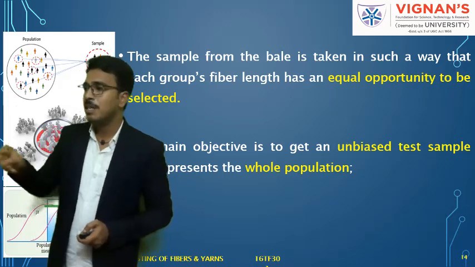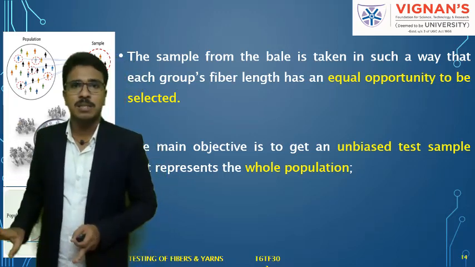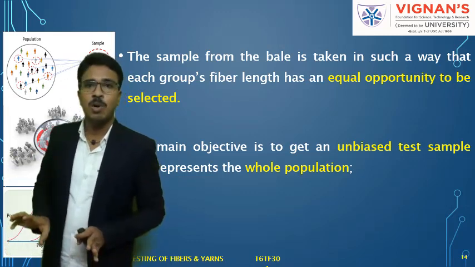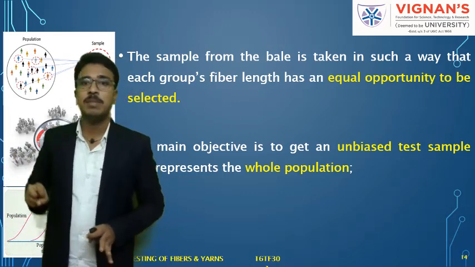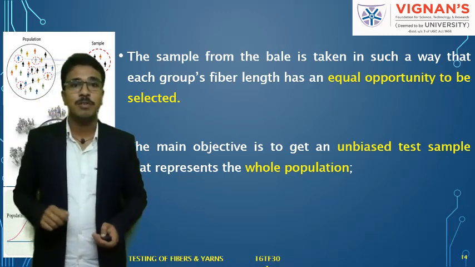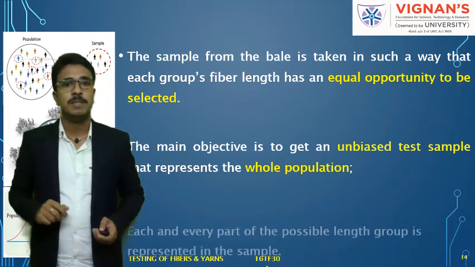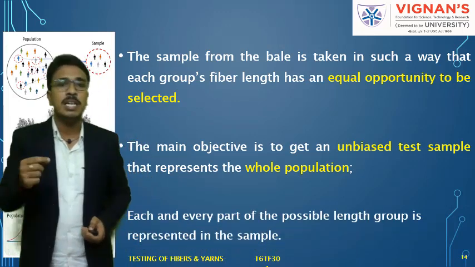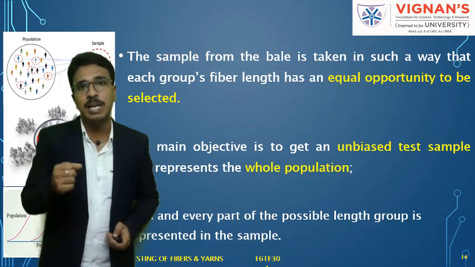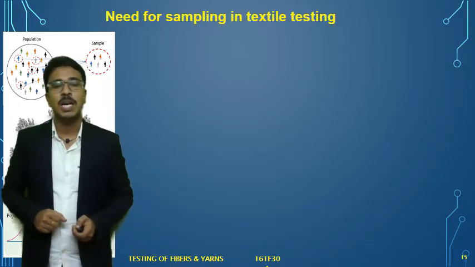Unbiased is where I don't know exactly about the place. So at that point, I just pick the fibers randomly from different parts of the bale, which is a true representative of the whole population. Understand? So each and every part of the possible length group is represented in the sample. Understand?